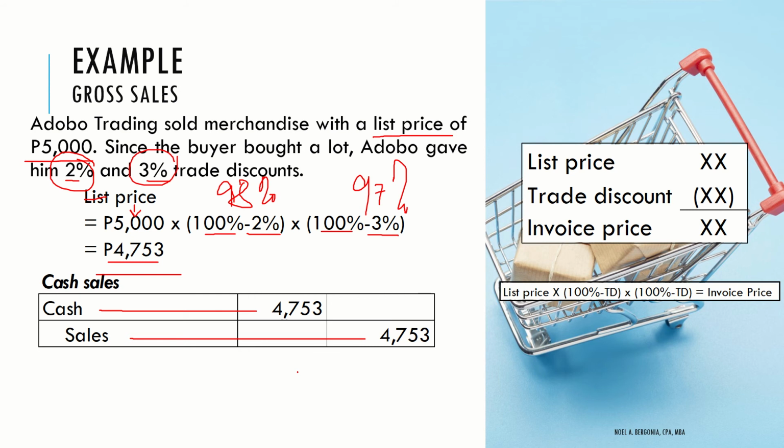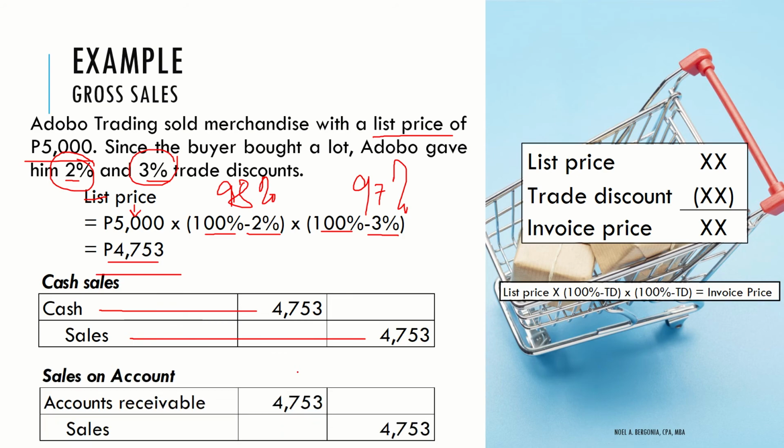While if you intend it to sell on credit or on account naman, ano yung possible entry? So the possible entry, if it is sold on account, we will be recording it as debit accounts receivable and credit sales. Okay, so again, importante po yung computation natin ng invoice price because that will be the starting point of our recording for our receivable or even sales, no? If we sold it for cash. Okay, so that's regarding our gross sales.